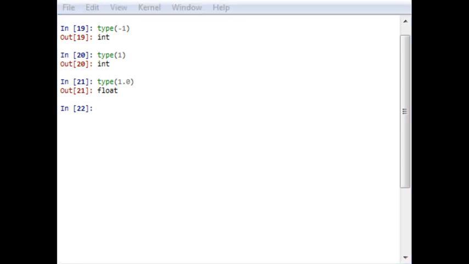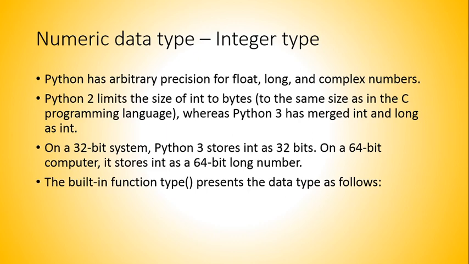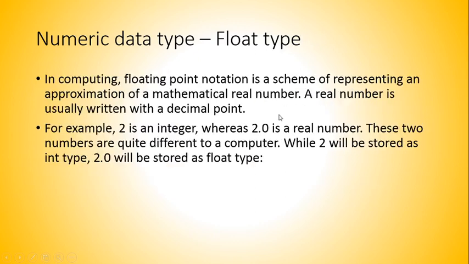Okay. The second data type, let me move to the slide again. The second data type is the float data type. In computing, floating point notation is a scheme of representing an approximation of a mathematical real number. A real number is usually written with a decimal point. So, for example, 2 is an integer, whereas 2.0 is a real number. The two numbers are quite different to a computer: 2 will be stored as integer type, while 2.0 will be stored as float type.